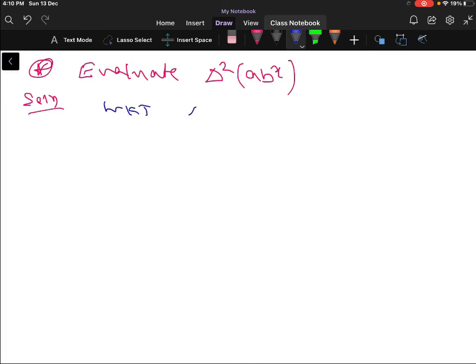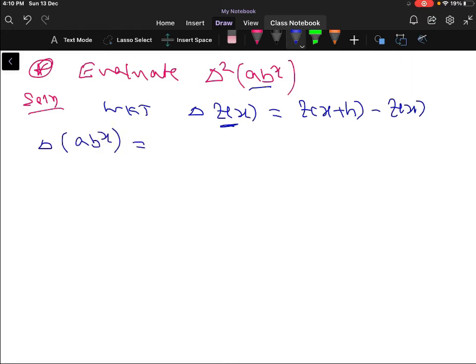So we know that delta of f of x is equal to f of x plus h minus f of x. This is the definition of first forward difference. Here f of x equal to a into b power x. Therefore delta of a into b power x is equal to, wherever x, you should take x plus h here, that is f of x plus h.